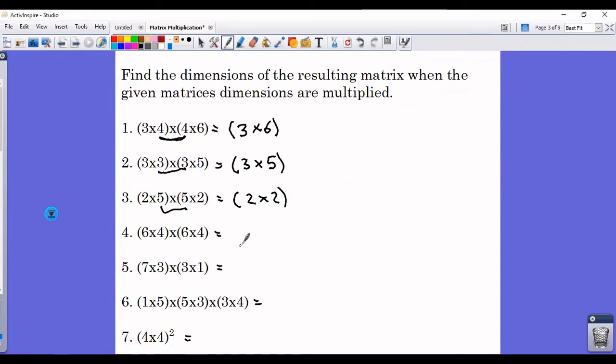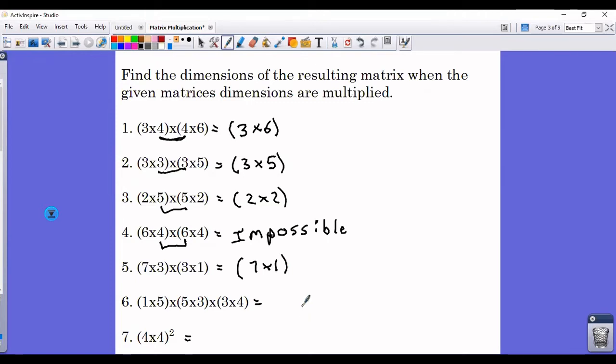What about number 4? What do you notice about the two numbers in the middle? They don't match. Right, so this is impossible. If you tried it with your calculator, it would give you an error. Cannot do that. Number 5 is a 7 by 1. 7 by 1, perfect.